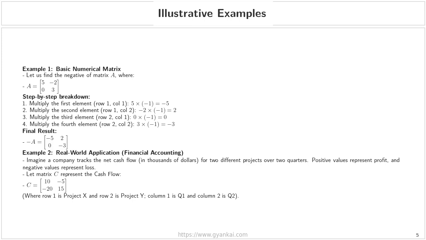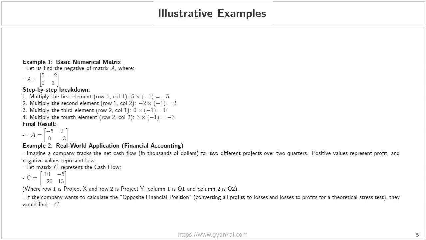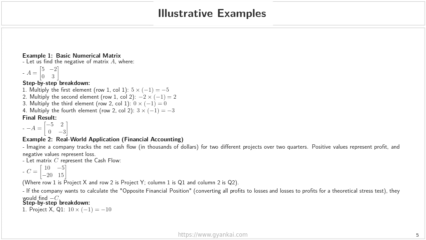In this matrix, the first row represents Project X, and the second row represents Project Y, while the columns represent the first and second quarters respectively. If the company wishes to calculate the opposite financial position for a theoretical stress test, essentially converting all profits into losses and all losses into profits, they would need to find negative matrix C. Let us break this down step by step.